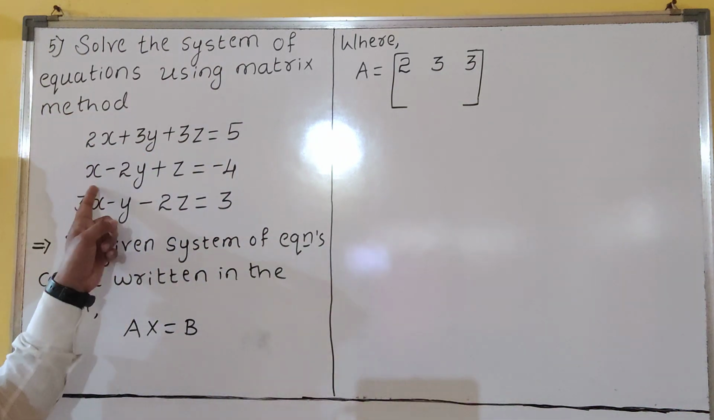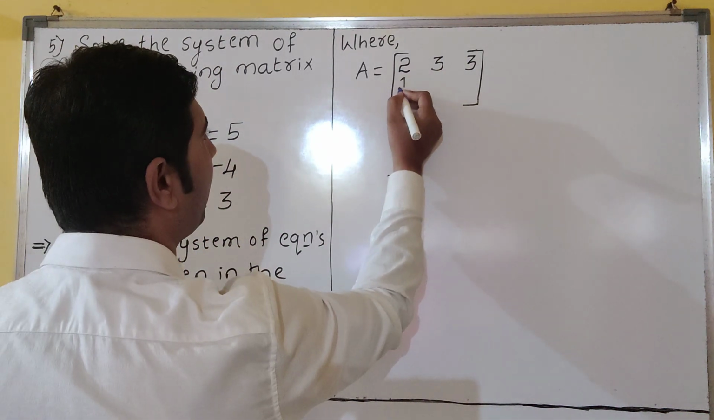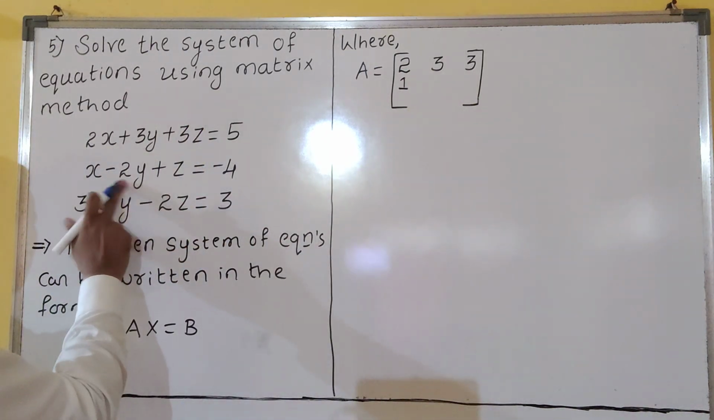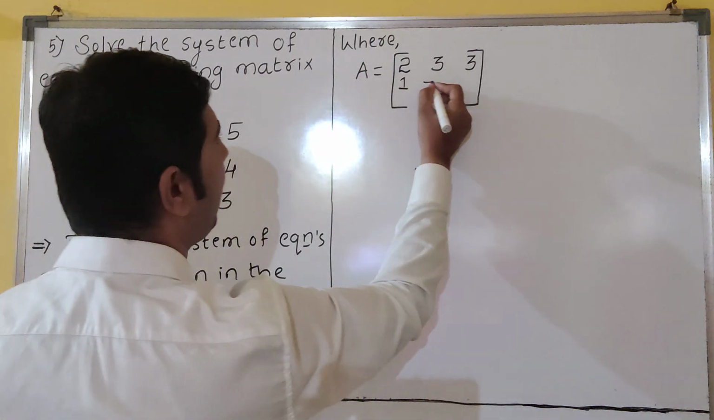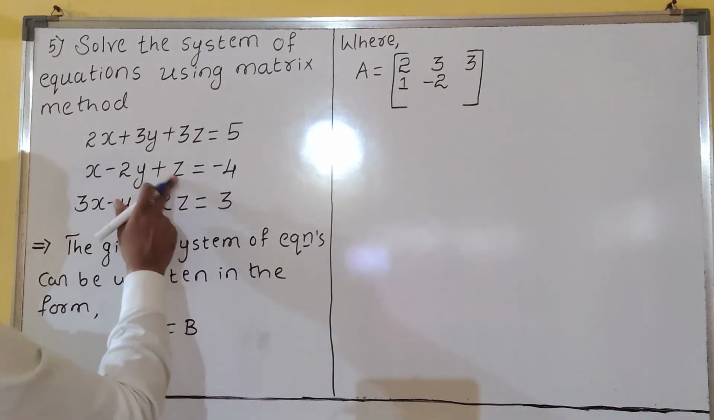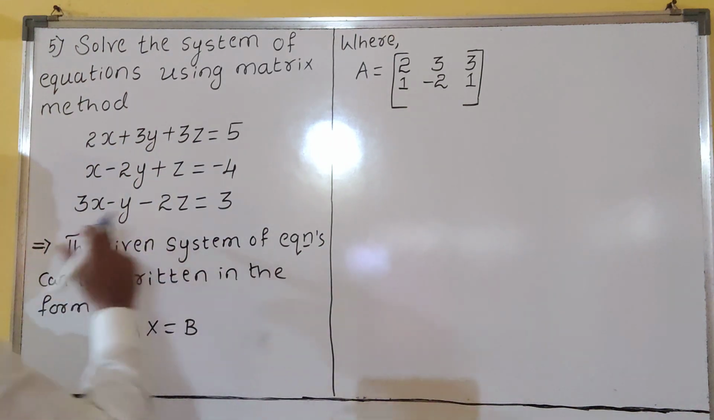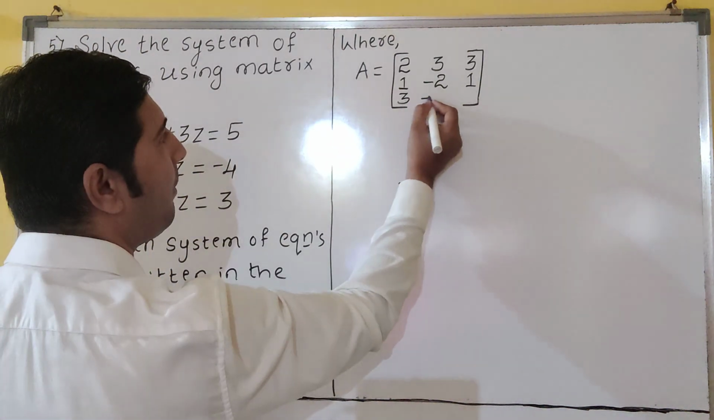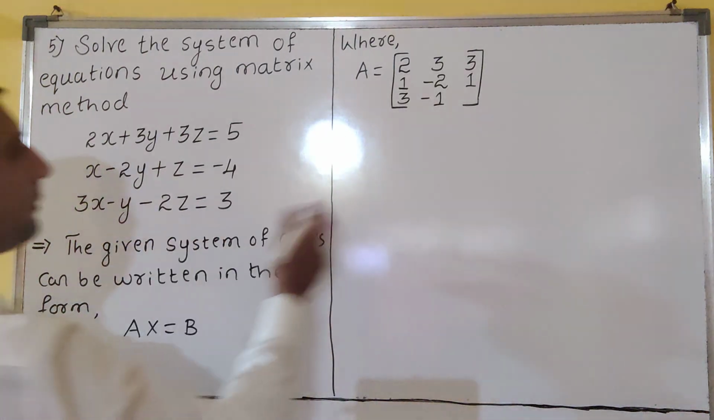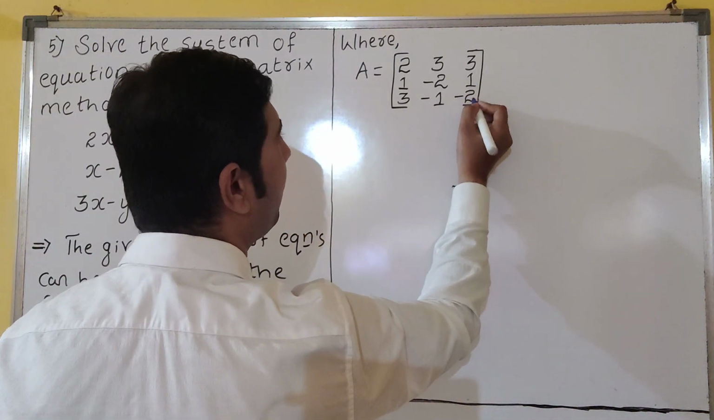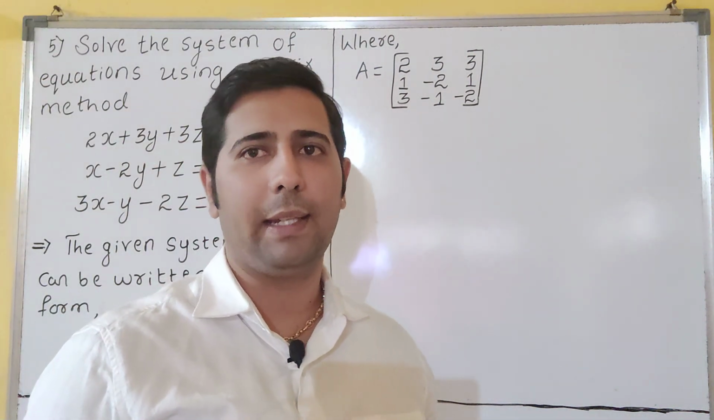Similarly you see here, in front of x what is it? 1. 1 you have to write here below. And here it is minus 2. Don't write plus 2, minus 2, dear students. And similarly in front of z is 1. So now next is 3, minus 1, minus 1 here, and here minus 2. I hope everyone understood how to write capital A, dear students.